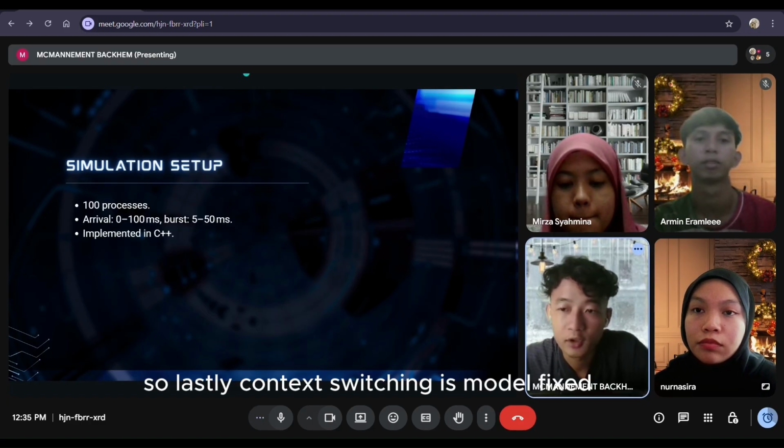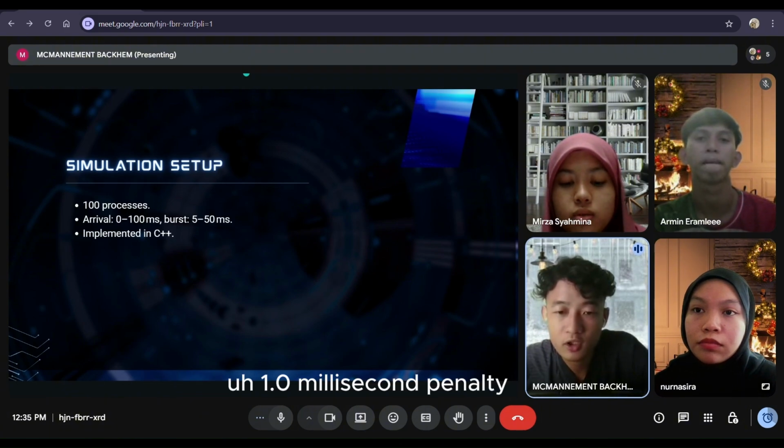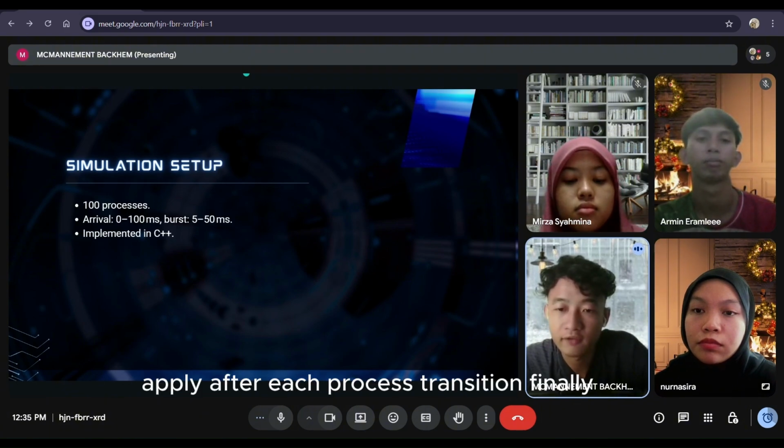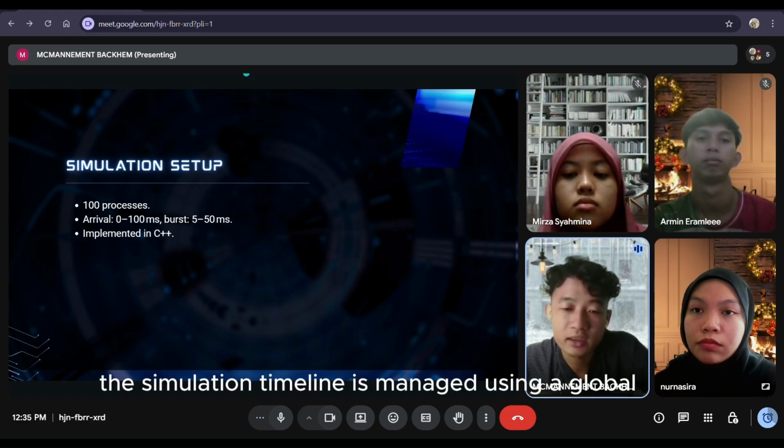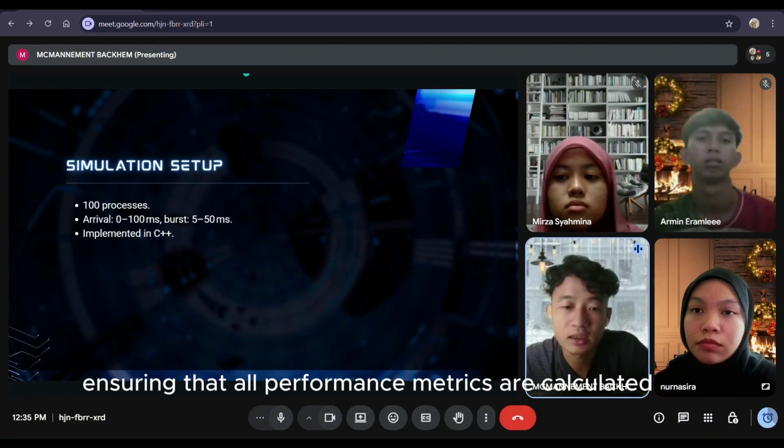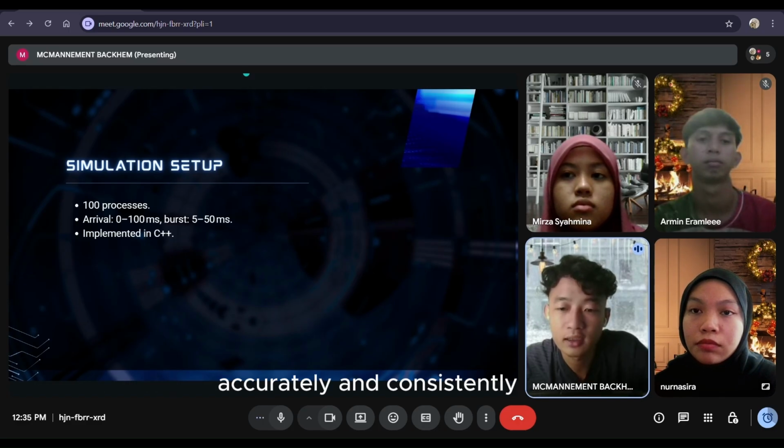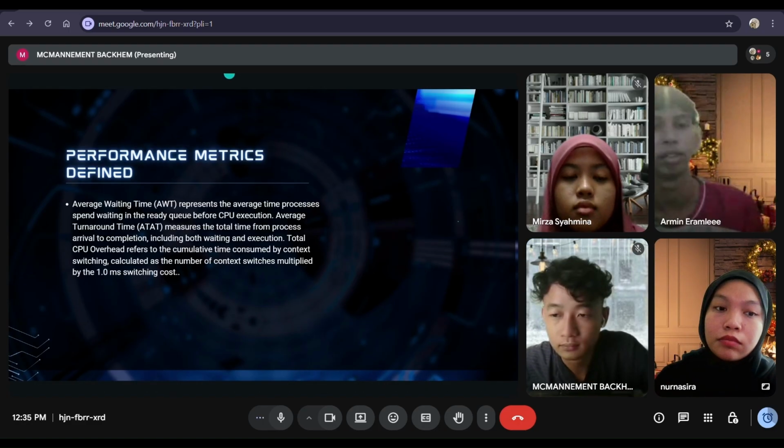Lastly, context switching is modeled as a fixed 1.0 millisecond penalty applied after each process transition. Finally, the simulation timeline is managed using a global current time variable, ensuring that all performance metrics are calculated accurately and consistently. Thank you.